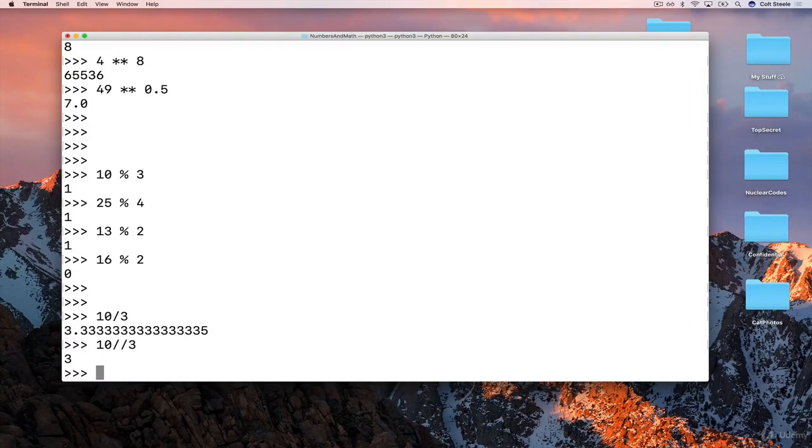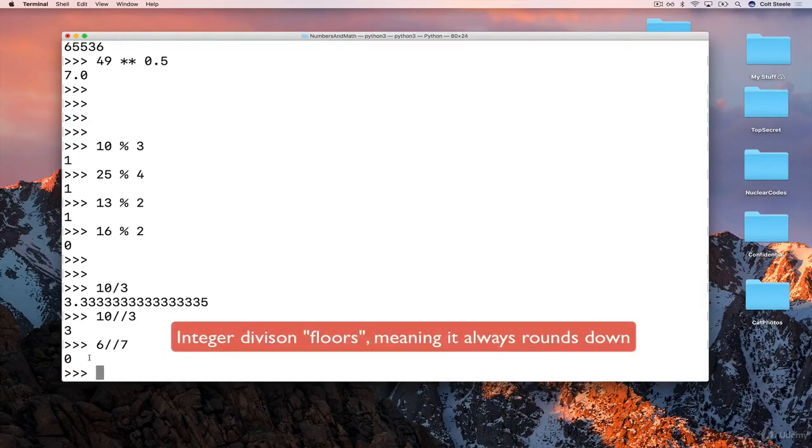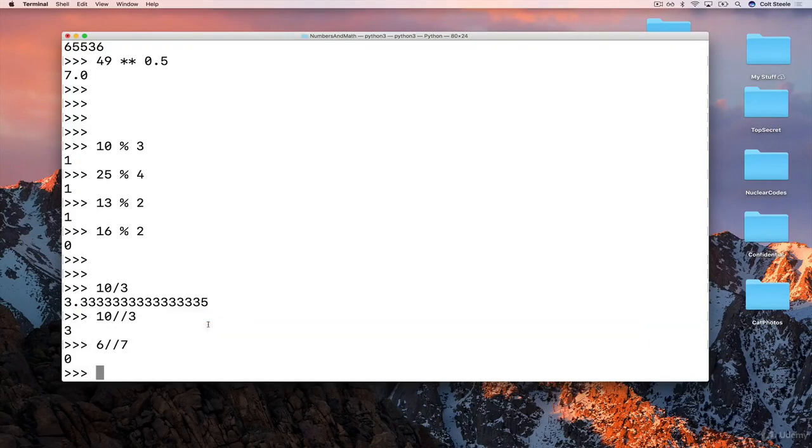So let's just try a couple others. Let's do 6 divided by 7, double slash. You can see it gives us 0. So it rounds down, chops off that decimal point. All right, so not that commonly used, to be honest, but it's good to know that it does exist. If there's ever a time you don't want a float as a result from division, you can use integer division.